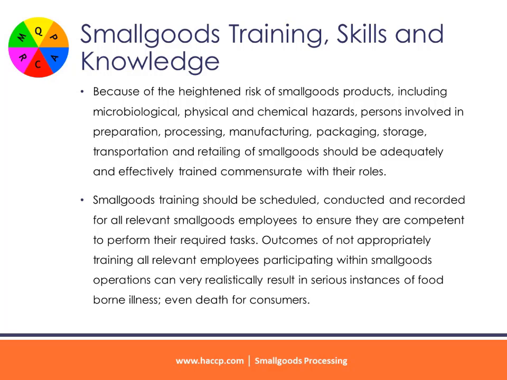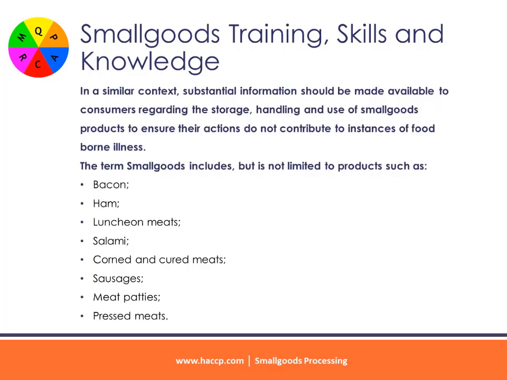Outcomes of not appropriately training all relevant employees participating within small goods operations can very realistically result in serious instances of foodborne illness, even death for consumers. In a similar context, substantial information should be made available to consumers regarding the storage, handling and use of small goods products to ensure their actions do not contribute to instances of foodborne illness. The term small goods includes, but is not limited to products such as bacon, ham, luncheon meats, salami, corned and cured meats, sausages, meat patties, pressed meats.